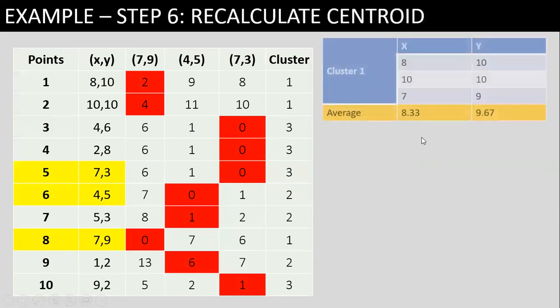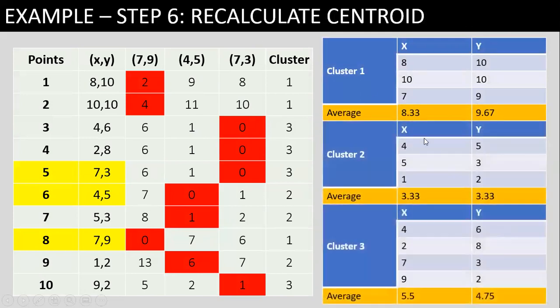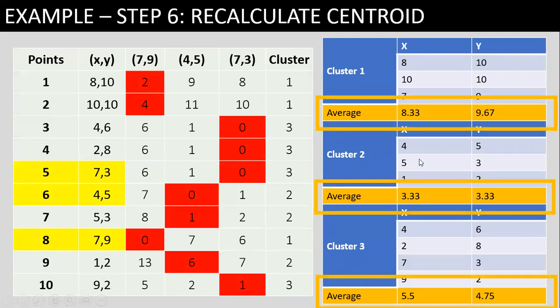So we have to recalculate the centroid as part of step 6. The way we do that is we get the x and y values of the cluster. So for cluster 1, x equals 8 and y equals 10, x equals 10 and y equals 10, and x equals 7 and y equals 9. We just have to get the average of that. So the new centroid for centroid 1 will be x equals 8.33 and y equals 9.67. And we do that as well for cluster 2 and cluster 3 until we arrive at the new recalculated centroids.